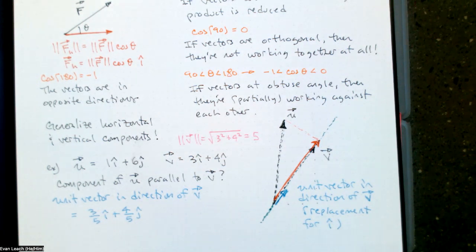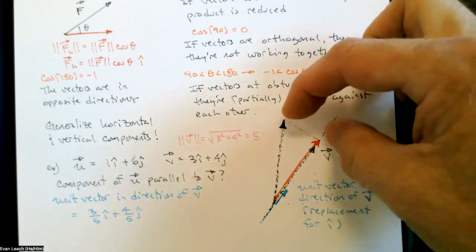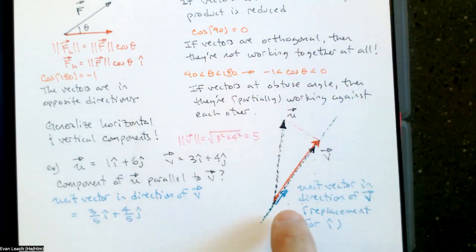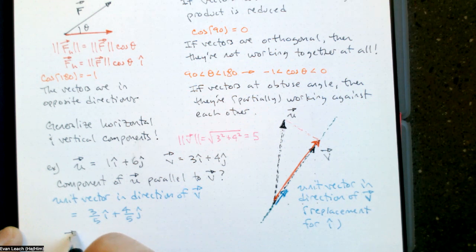Now, I don't want to multiply by the two magnitudes. I've taken the magnitude out of v. So I just want u dot this unit vector in the direction of v. Otherwise, things are getting distorted. So I'm going to take u and find the dot product with this unit vector.